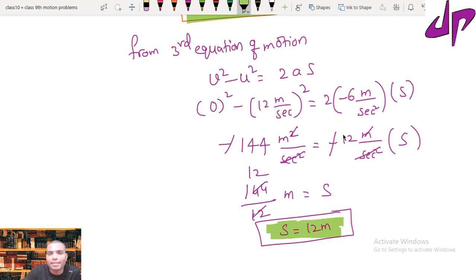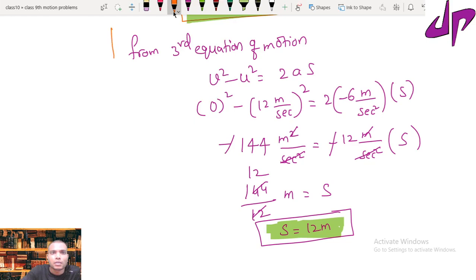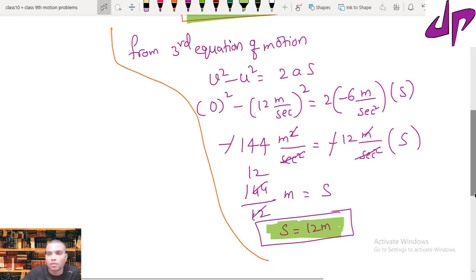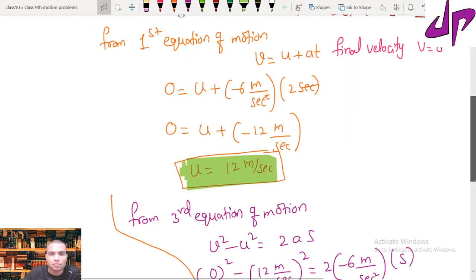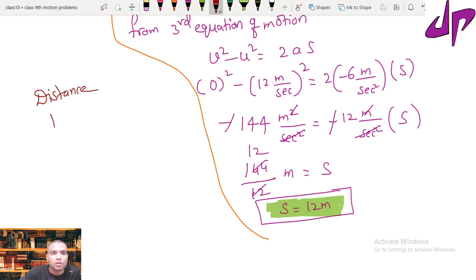So you can write that distance traveled by the car. Therefore distance traveled by the car, s equal to 12 meter. So this is our final result.